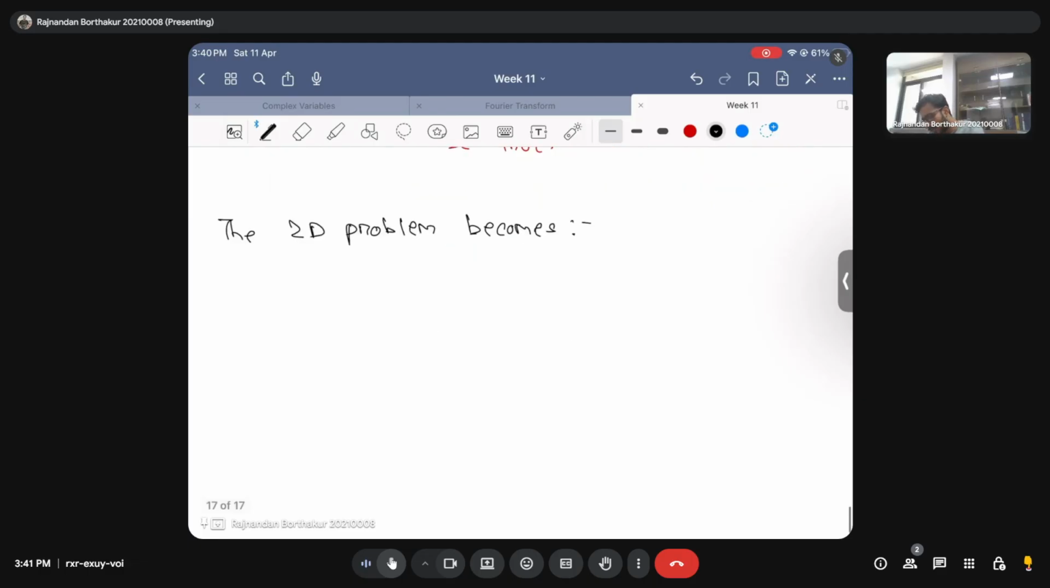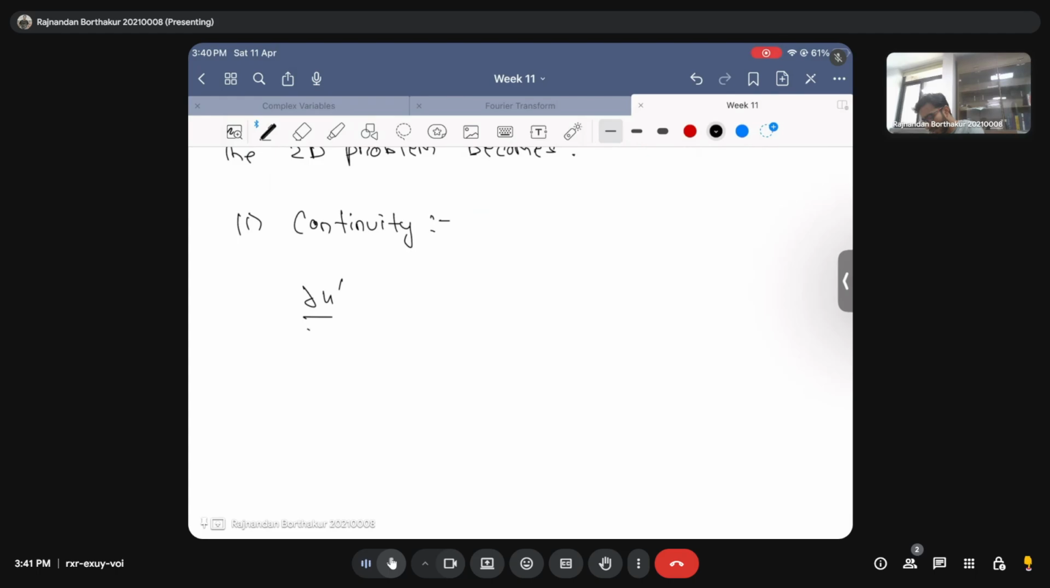Let's write the continuity equation first. If you remember the continuity equation in terms of the perturbed quantities, of course, because those are the variables that we're interested to find, it was del u prime by del x plus del v prime by del y plus del w prime by del z equal to 0. But now I know that my problem is 2D, which means I can simply discard this y term.